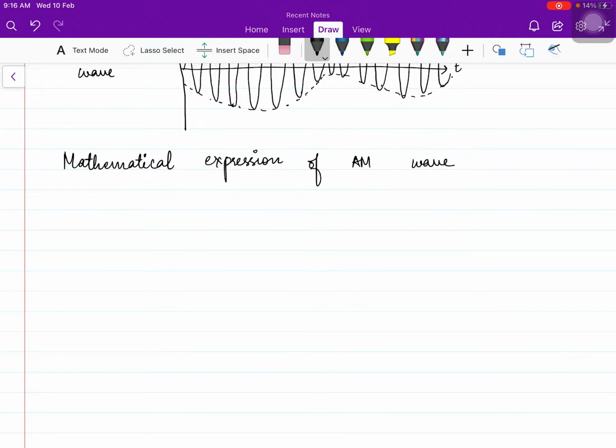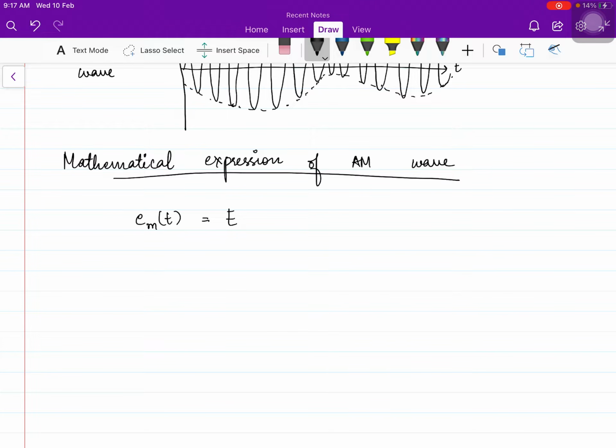Mathematical expression of AM wave. For that, first of all, I'll take a message signal, and a message signal is a sinusoidal signal. So I represent a sinusoidal signal as A sin omega t or A cos omega t. For deriving the mathematical expression of AM wave, we are taking the cos terms because it also comes under the category of sinusoidal signals.